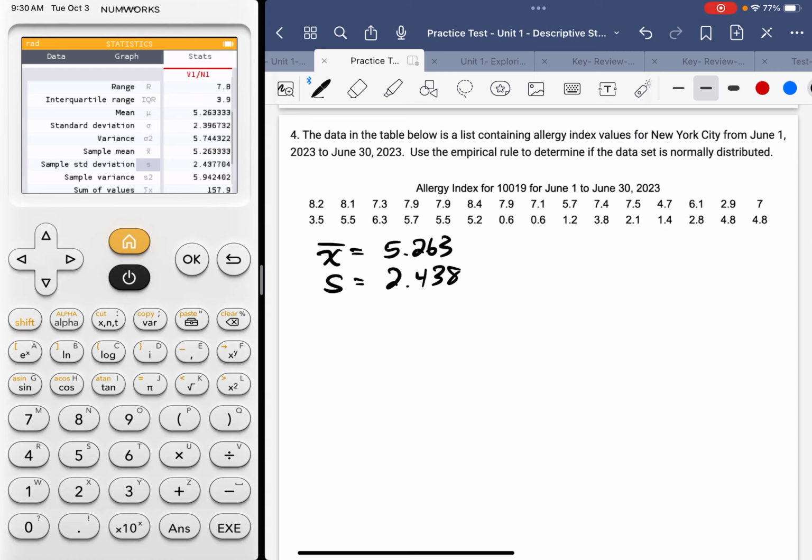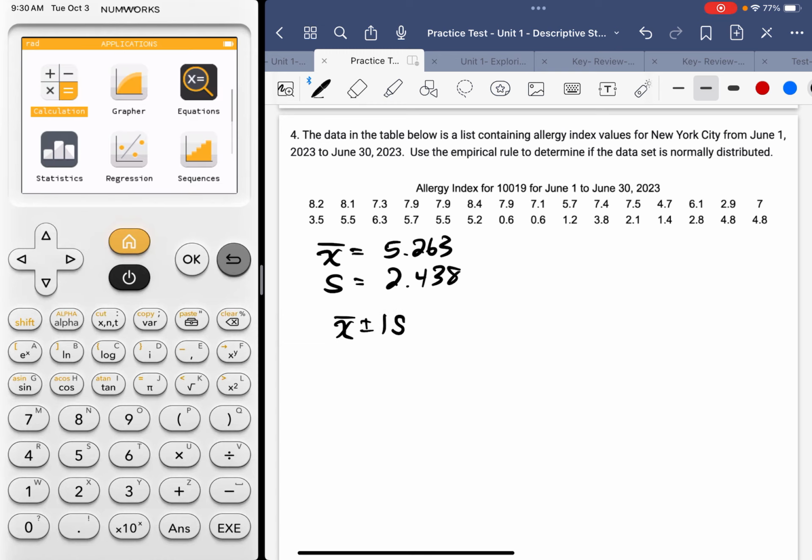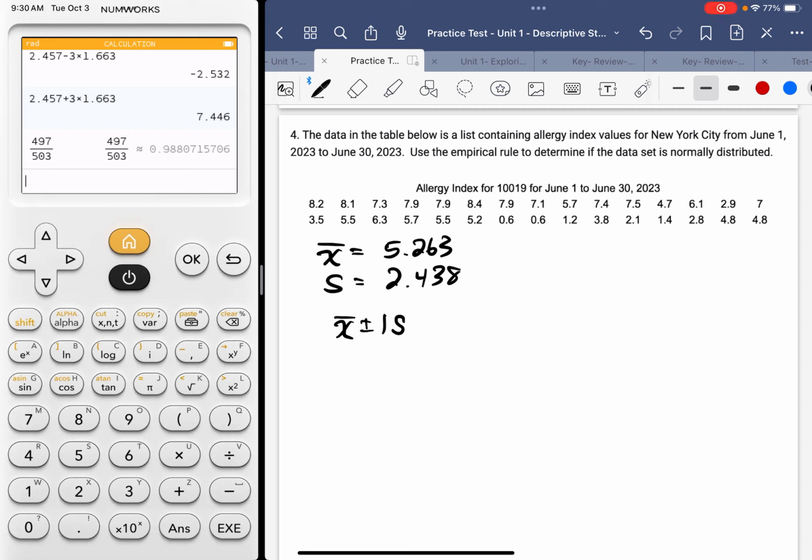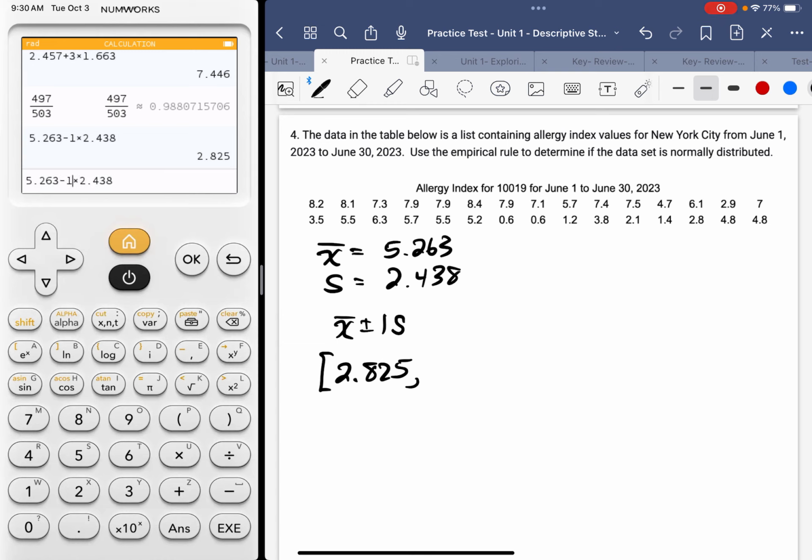All right, so I'm going to do X bar plus or minus 1S. So into my calculation app, 5.263 minus 1 times 2.438. So on the low end, 2.825. Make the minus into a plus. So on the high end, 7.701. All right, so now what I need to do is count up all the values that fall in that interval.